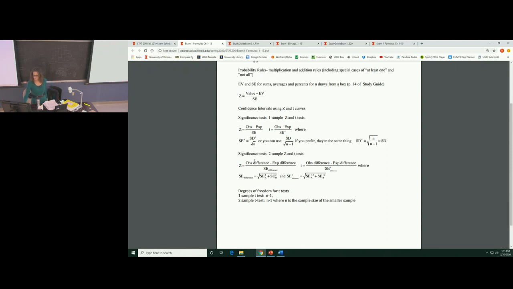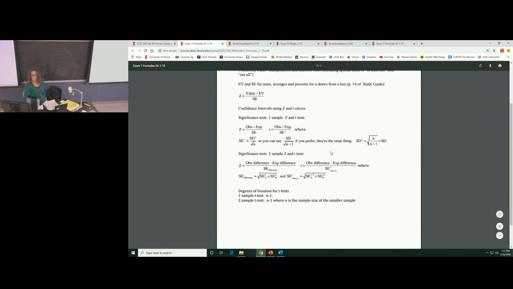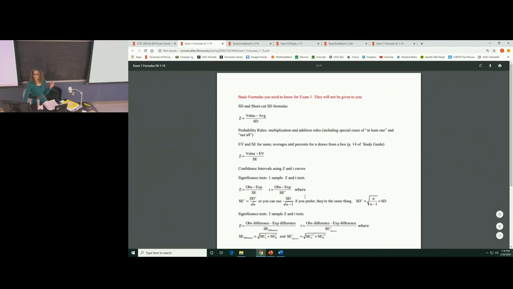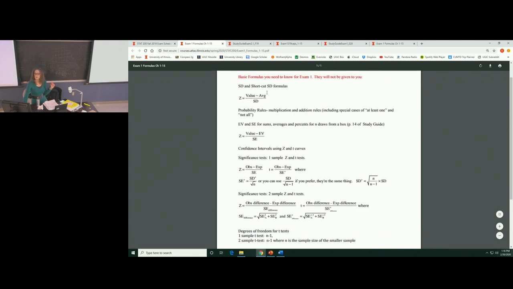All right, so now, any questions on that? And then the 2 sample Z and T tests, we just went over that. It's basically the Pythagorean theorem for the difference. And then the degrees of freedom are super easy. It's n-1 for the t-test, and it's n-1 for the 2 sample, you just use the smaller sample size. So that's basically it, your formulas.